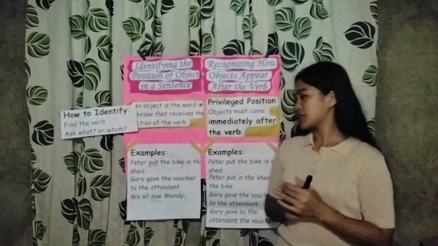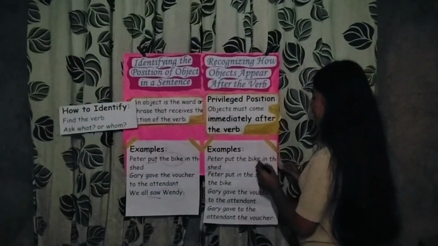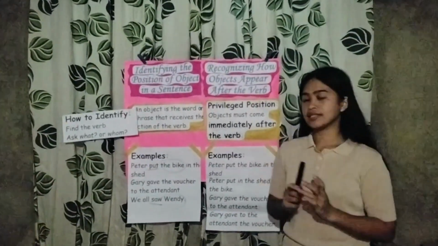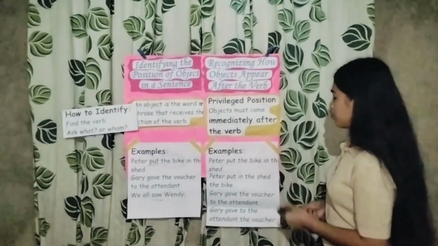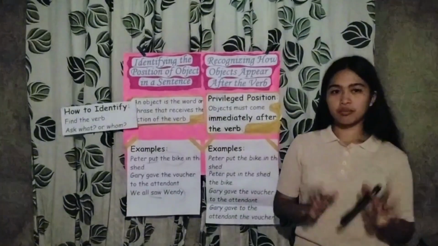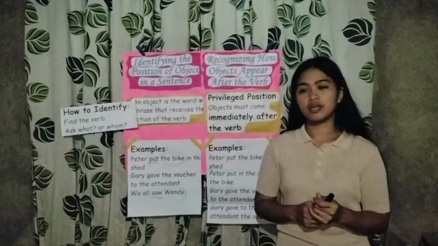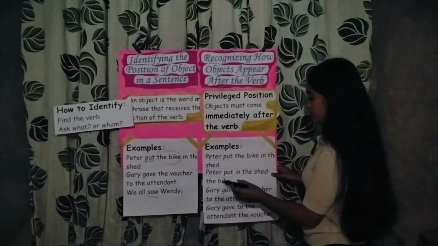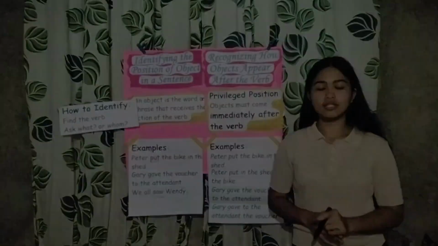For example, Peter put the bike in the shed. This one is correct because it follows the subject-verb-object rule in a sentence. But this one, Peter put in the shed the bike, is ungrammatical because if we identify each part, Peter is the subject, put is the verb, and in the shed is a prepositional phrase, which is wrong. So basically, the object receives the action of the verb, and it must come immediately after the verb, and we must ask what or whom, and then we will spot the object in a sentence.